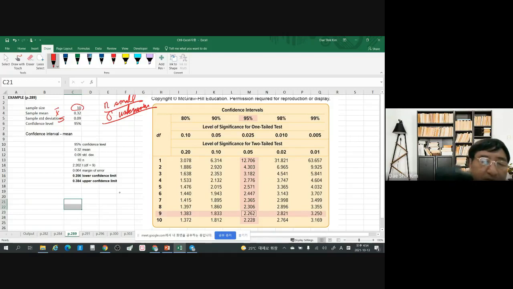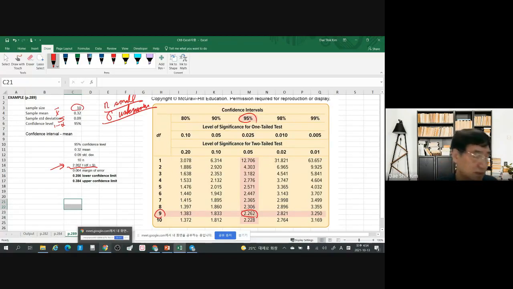1 minus alpha, the confidence level, is 95%. 10 minus 1 is 9 degrees of freedom. At 95% the t value is 2.262. So for the t value, we need to look at the t table, or when you use MegaStat, it will give you that one.